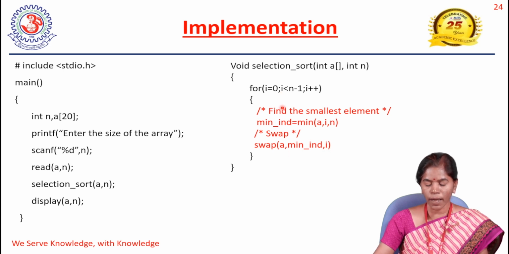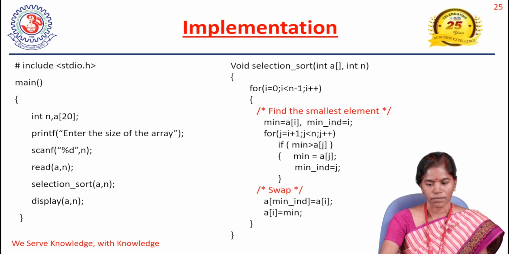In the second pass, the first element of the unsorted list will be at i equal to 1. So when we call the second pass, we swap with the second element here. It is repeated in every pass: finding the minimum element, then swapping it with the first element of the unsorted list. So the process is repeated n minus 1 times.